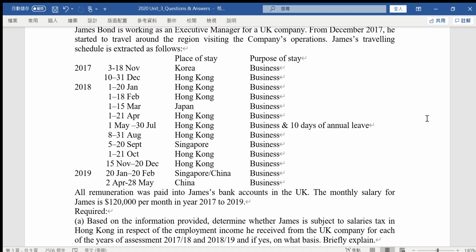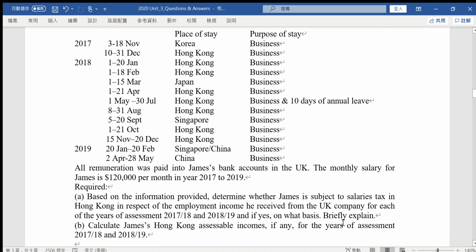When you count, I have already mentioned the approach: it is time in, time out based. After you count the number of days, you will use the time apportionment approach to determine the amount that will be subject to Hong Kong salary tax. Because of that, you need to count the number of days, day by day. According to the question, you need to determine 2 years of assessment, 2017 and 18, 18 and 19. That's why you need to count the number of days related to these 2 years of assessment first.